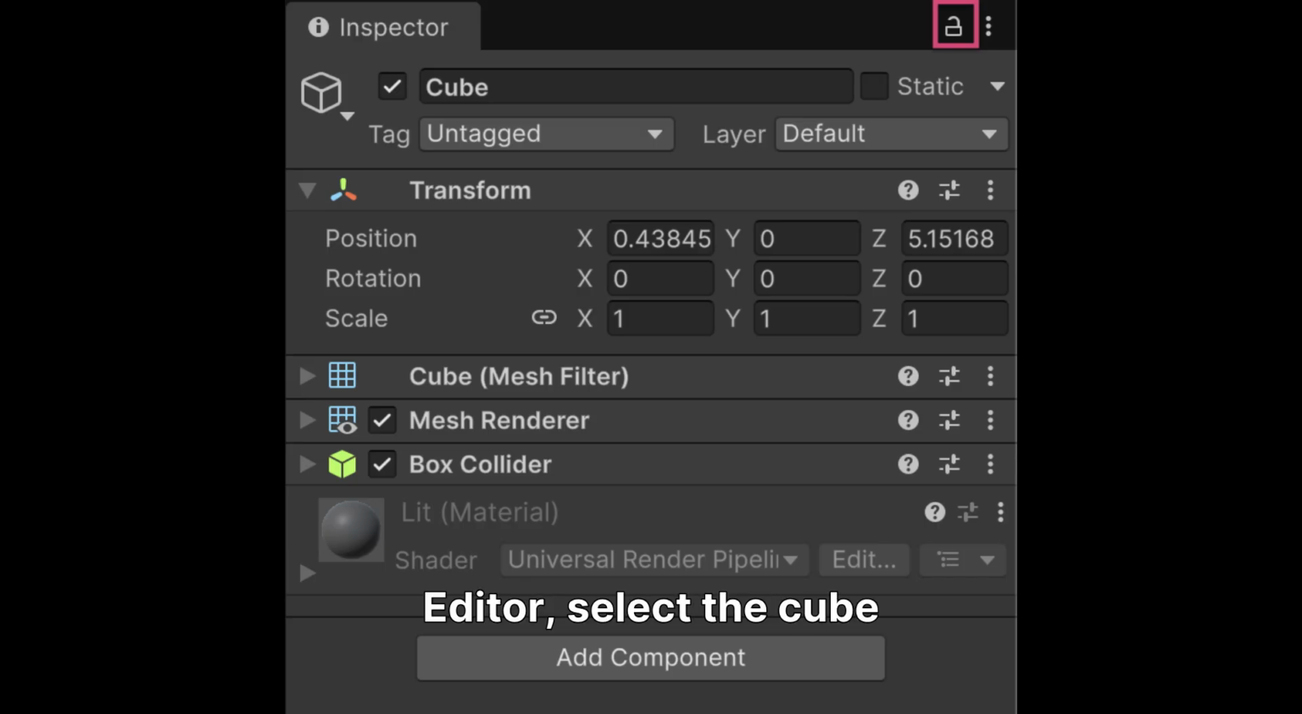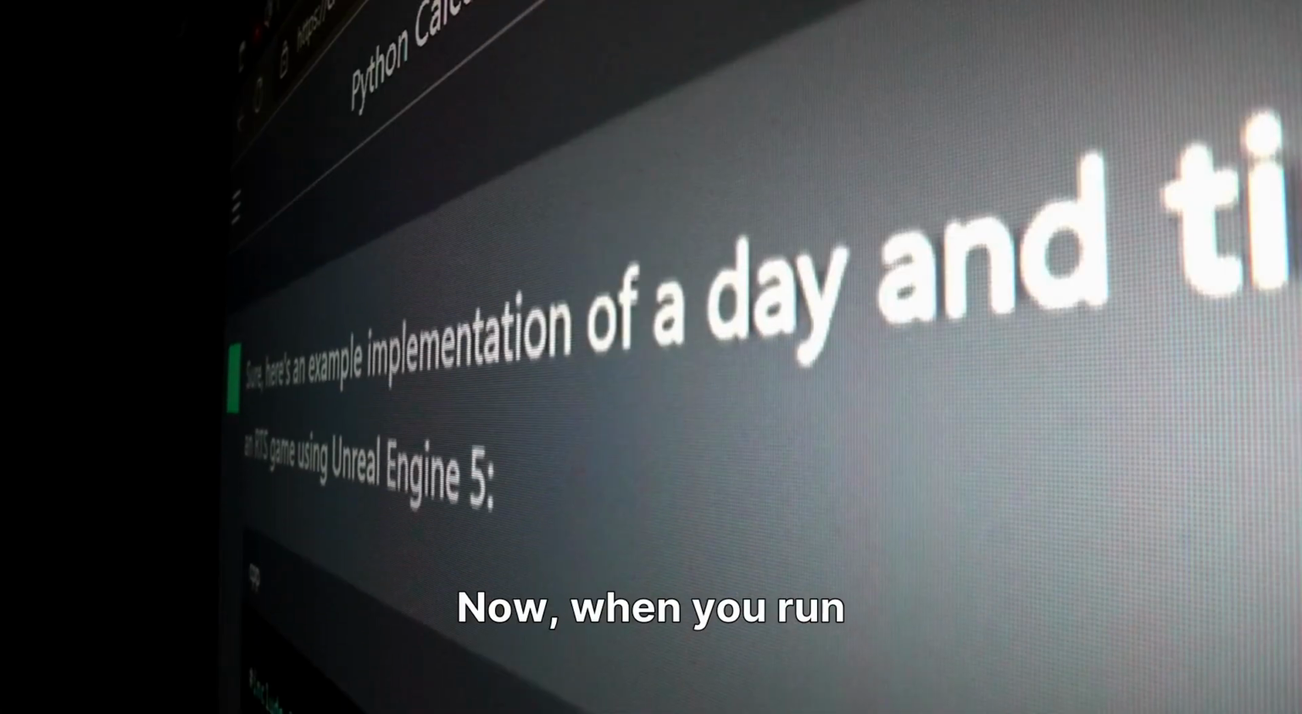Back in the Unity editor, select the cube and adjust the speed variable in the inspector to control its movement speed. Now, when you run the game, the cube will move left or right at a constant speed, completely independent of the frame rate.